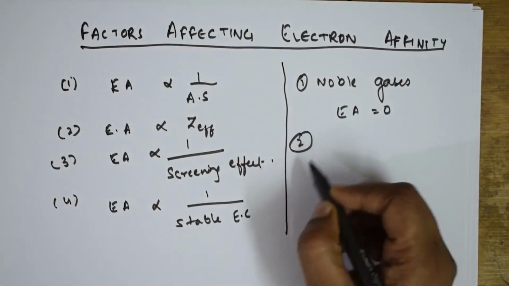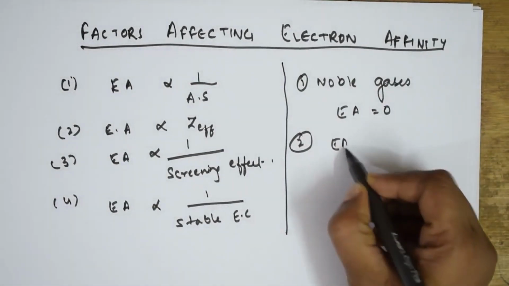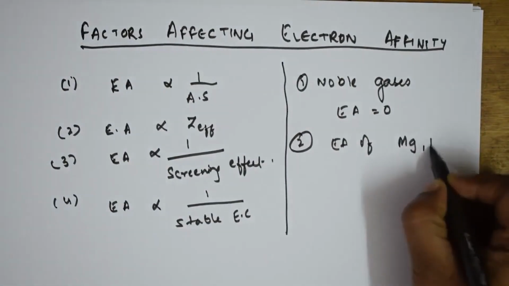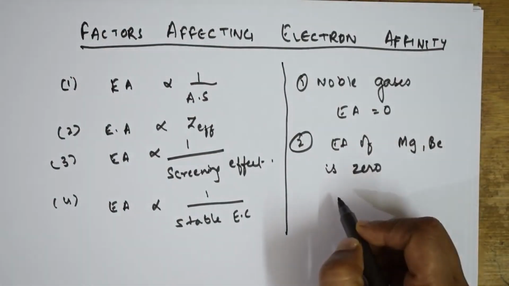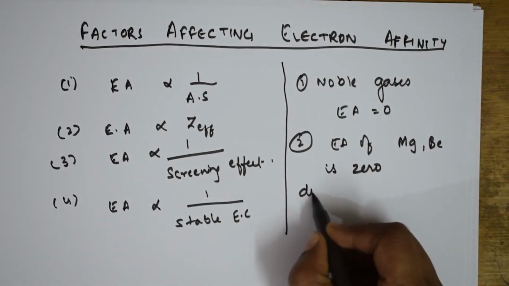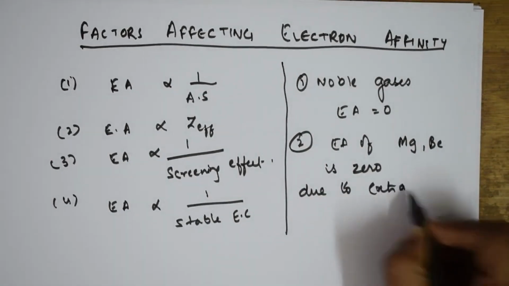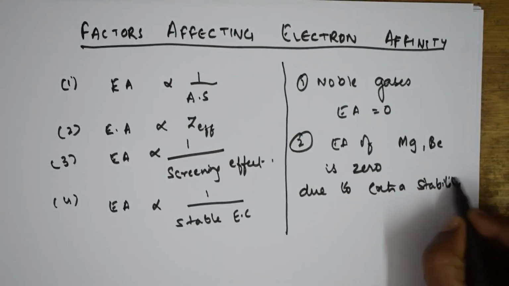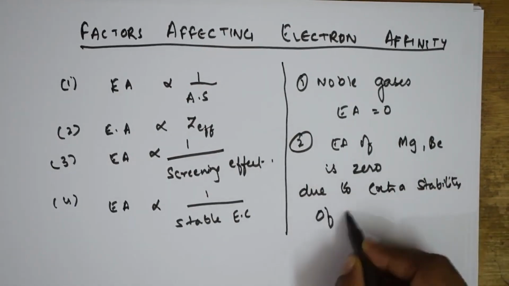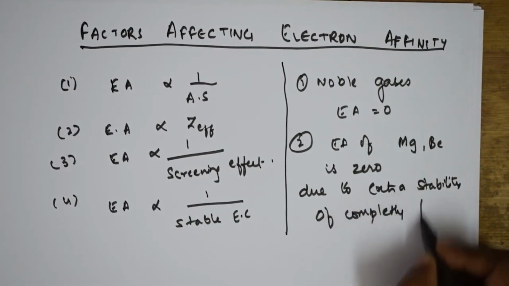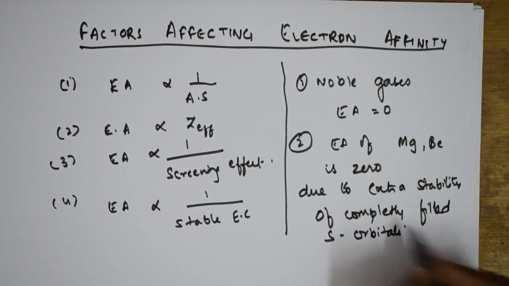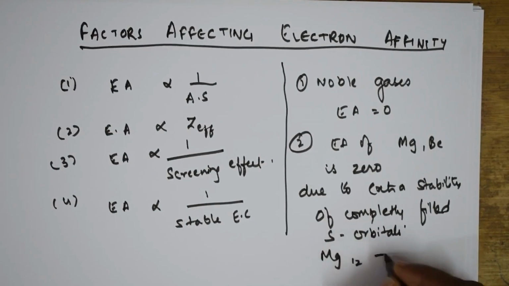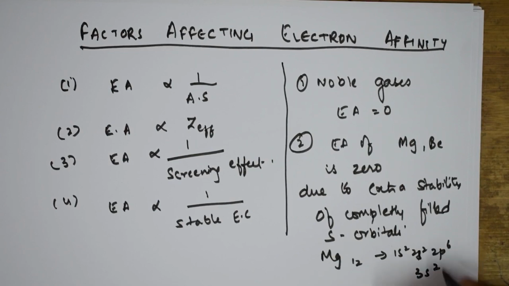Done. Second thing, the electron affinity value of magnesium and beryllium is practically zero. Why? Because of the extra stability of the completely filled shell. Let us write that, due to extra stability of completely filled s orbitals. Because if I take magnesium, 12, 1s2, 2s2, 2p6, 3s2, it is completely filled, isn't it?